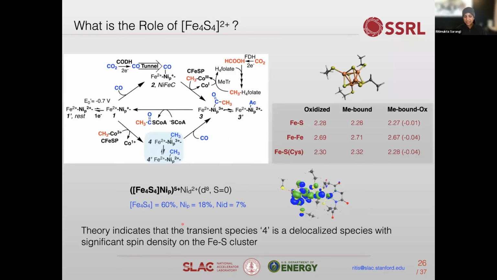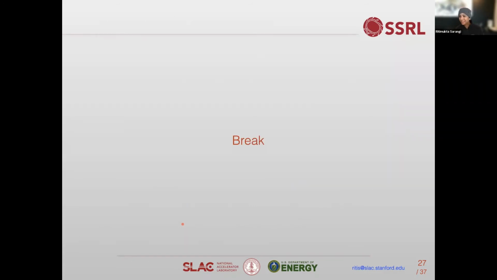So yeah, this is it. I end the story by saying we now know, thanks to the help of theory, what the iron sulfur cluster is doing there. So yeah, any questions? All right, Yang Hai, you had a question?